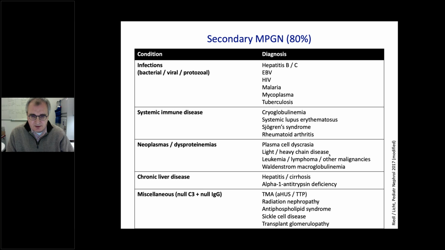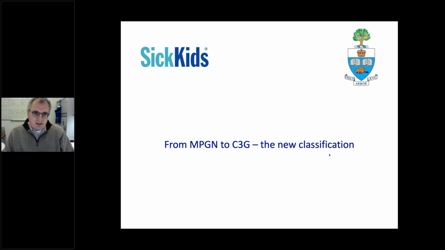It can be present along with an ATTR or a TTP presentation. It can be present in radiation, antiphospholipid syndrome, sickle cell disease, or transplant glomerulopathy. So keep those in mind, and you will find those tables in various forms in review articles.